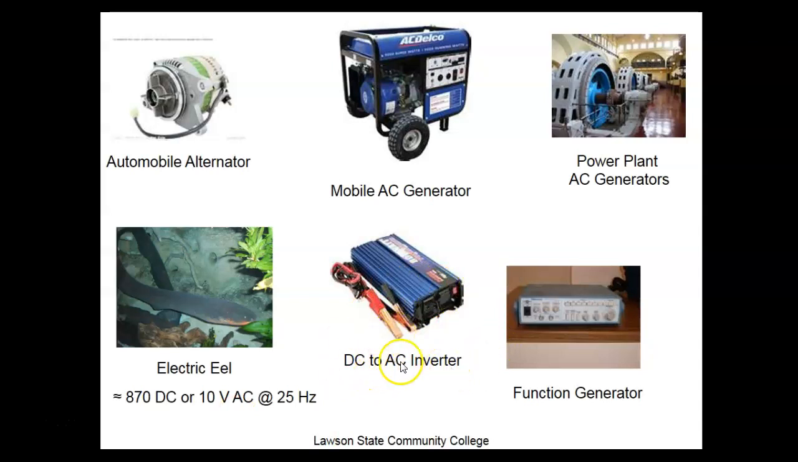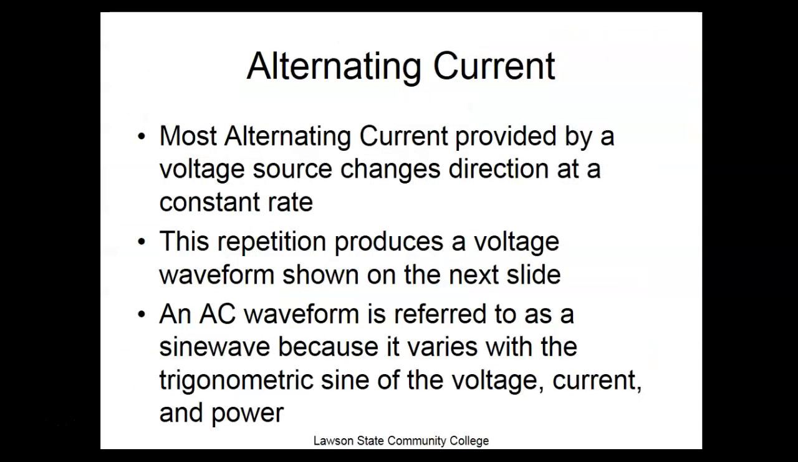My wife has an inverter in their car. It electronically takes DC and generates AC. And then here you'll deal with these things called function generators, which electronically generate AC for us. So when you get into solid state, we'll deal with these, and also in AC, you'll deal with a function generator. Most alternating currents provide the voltage source changes direction at a constant rate.